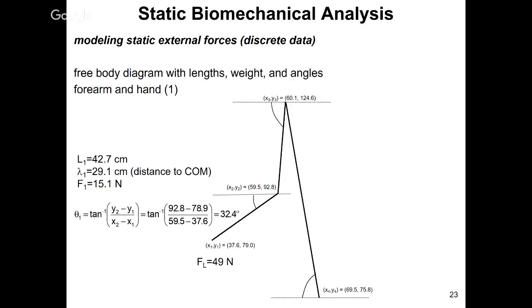All right, so we've got to use this. The angle, theta, equals the inverse tangent of rise over run, basically. So assume that the higher point is number 2 and the lower point is number 1. So our elbow is number 2 and the wrist is number 1.